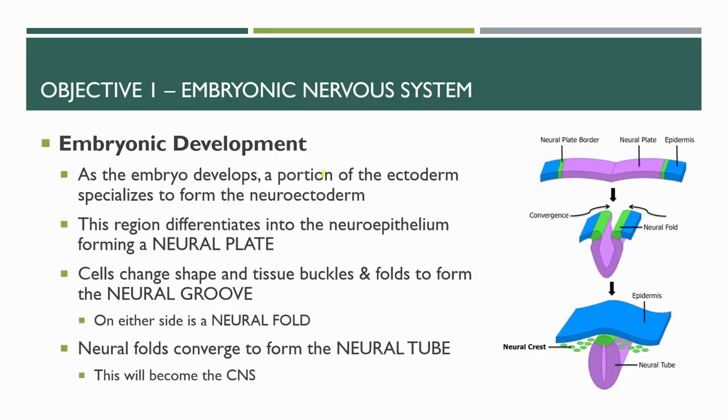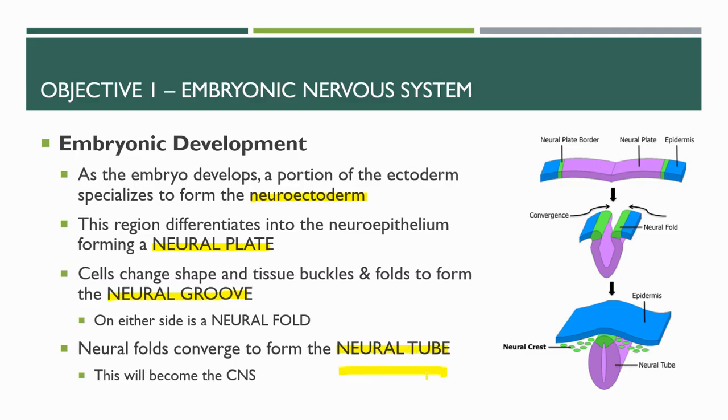And so as the embryo develops, you start off as this hollow ball of cells with these different layers. And so the ectoderm is going to specialize, and part of the ectoderm is going to become skin. But there's going to be a portion that becomes what we call the neuroectoderm. And then it's going to continue to differentiate, and we're going to have an epithelial layer, a covering layer that becomes the neural plate. Then it's going to fold up to form the neural groove. And then these folds are going to converge and form a hollow tube.